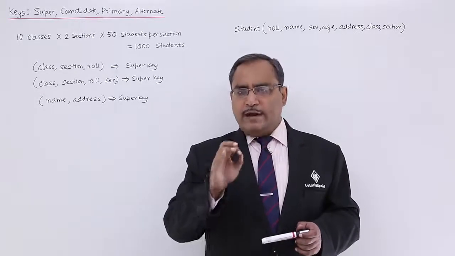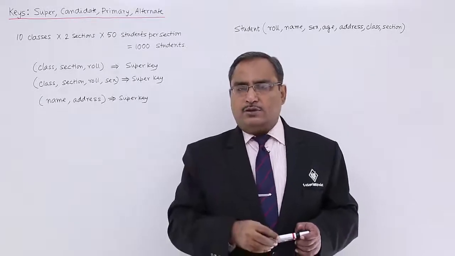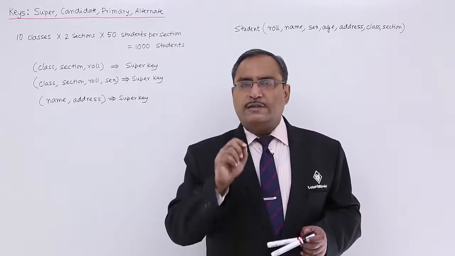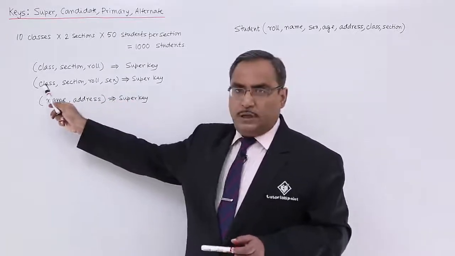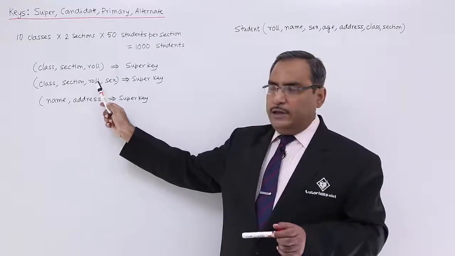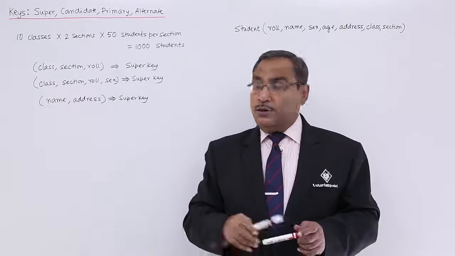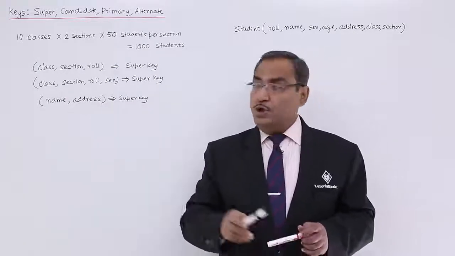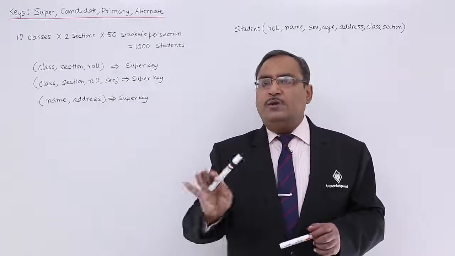So I am giving you a very easy way to understand what a candidate key is. The candidate key can be defined in this way: a minimal super key is called a candidate key. Let us suppose in this particular super key, if you take a subset of attributes, say class, section, roll number, only these 3 attributes out of 4, then that is also a super key. This particular super key has sex as a redundant attribute. So class, section, roll number is only a super key, not a candidate key.